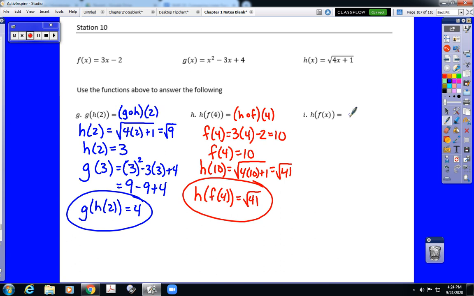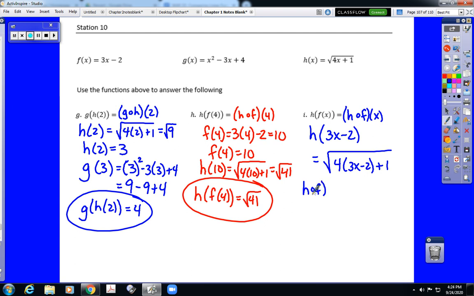Okay, h of f of x. Remember that that is saying that we're taking h, and into h we are plugging 3x minus 2. That would be the square root of 4 times 3x minus 2 plus 1. All we can do to that is simplify it by distributing the 4 to get 12x, and then we have minus 8 plus 1, which would be minus 7. That is as good as that's going to get.